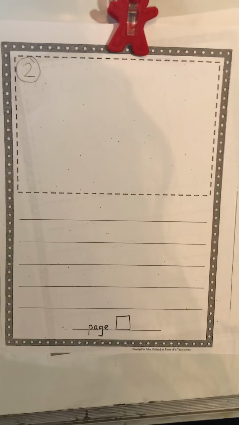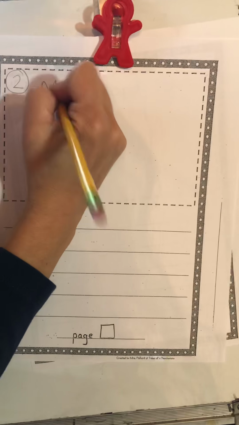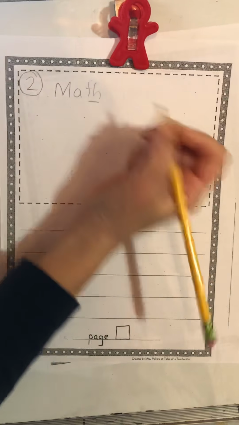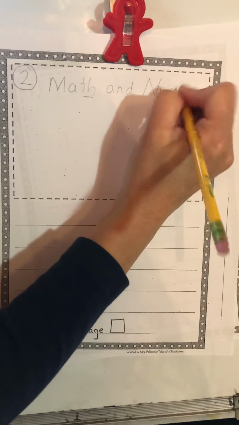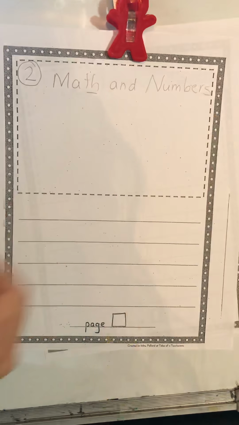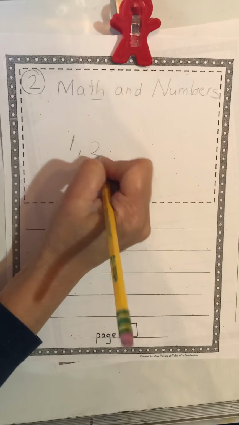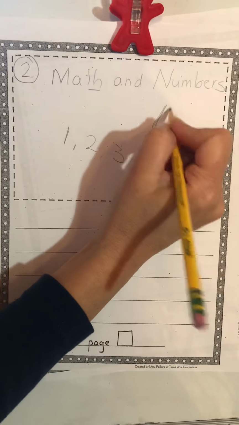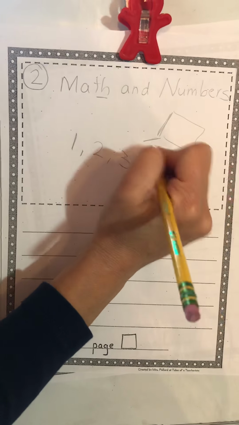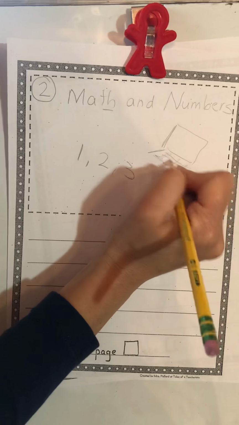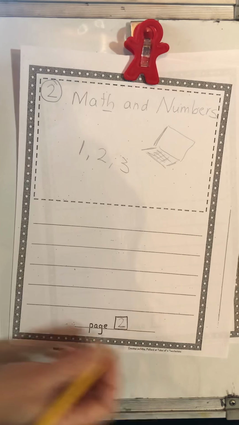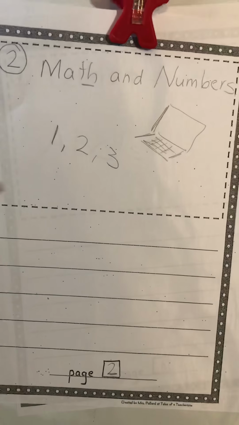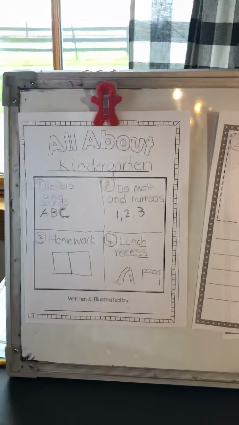Our heading is math and numbers. And then you can draw your picture. One, two, threes. You can draw a computer. You know how to do that with all the keys in it and everything. And put in number two here because we have our second page of our all about. Boys and girls, we're going to do our third page.